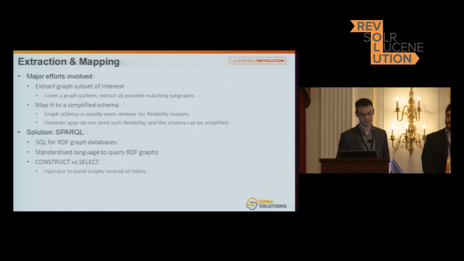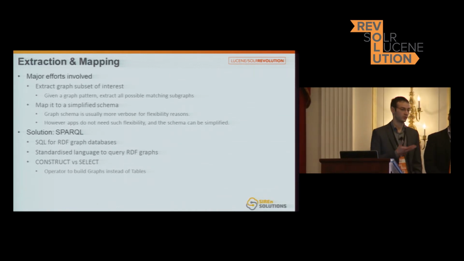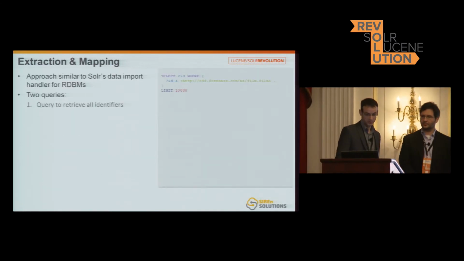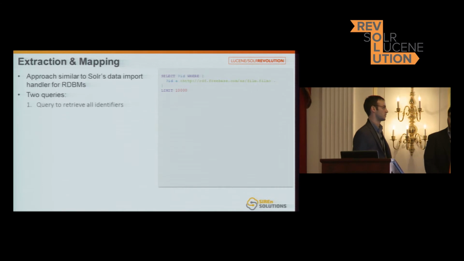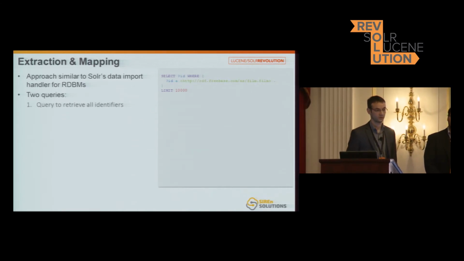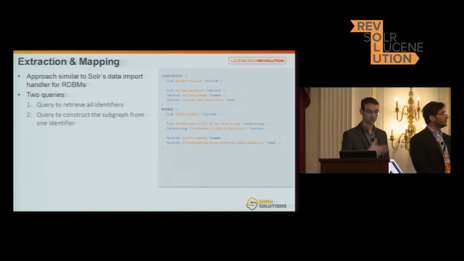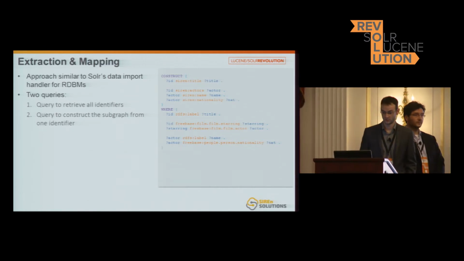For this we use SPARQL, which you can see as SQL for RDF graph databases, and the CONSTRUCT operator that I will explain next, which, compared to the SELECT of SQL, allows you to build a graph as output instead of a table. So it works as extraction and mapping. It's a similar approach to the data import handler for Solr, which works in two steps. First, you have a query to retrieve all the identifiers of the entities, and then a second query to extract the graph and map it to a simplified graph.